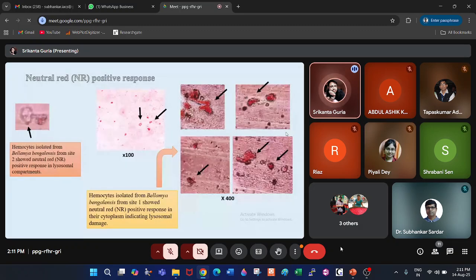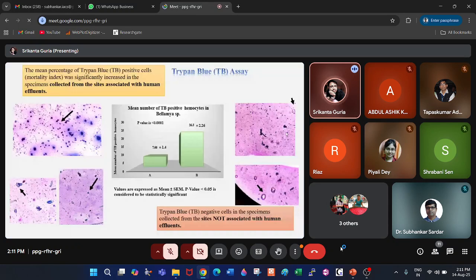This is called the trypan blue assay. Trypan blue is the stain that only gives a positive response to dead cells. If the cell is dead, it will react to the trypan blue and give the blue color. On the left hand side, the specimen collected from the polluted site, all the cells are blue in color, and on the right hand side, very few cells are blue in color. The cells that are white in color did not take the trypan blue coloration.